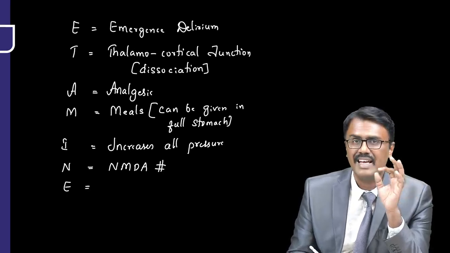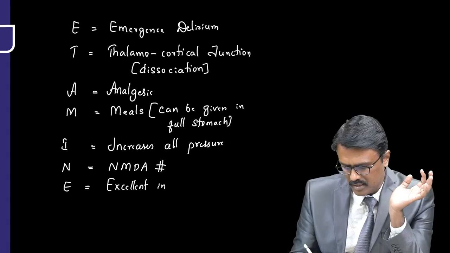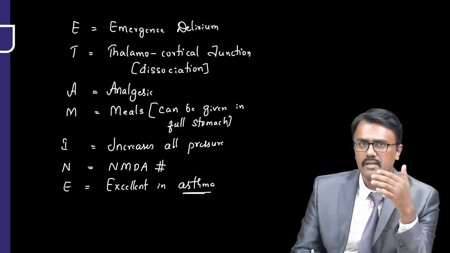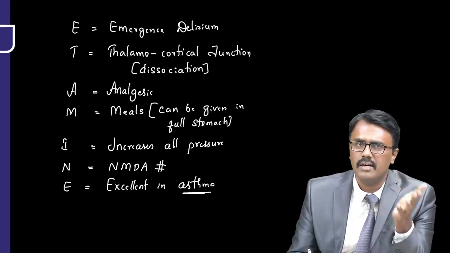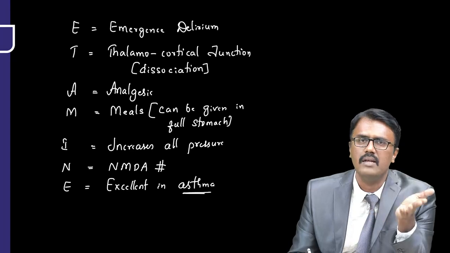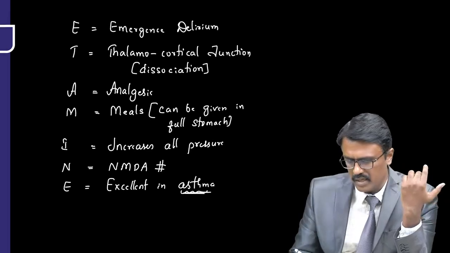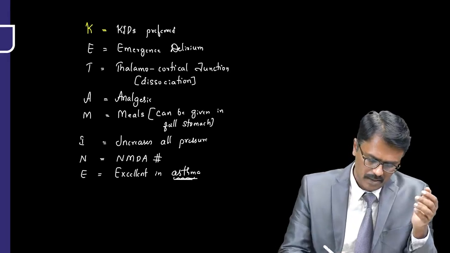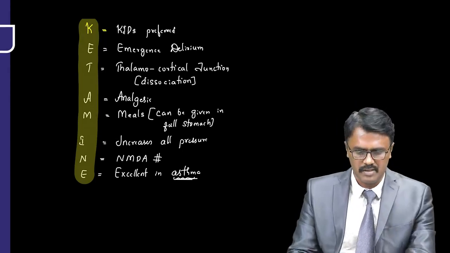E for excellent, it's one of the excellent anesthetics in asthma patients. So it's a bronchodilator. Sir, how is it a bronchodilator? Because it increases sympathetic activity. And what is the sympathetic transmitter? Noradrenaline. Noradrenaline and adrenaline act on beta 2 receptors and cause bronchodilation. So by increasing sympathetic activity, you will see bronchodilation. These are the specialties of ketamine. Ketamine is very important for your exams. So that is about the drug ketamine.